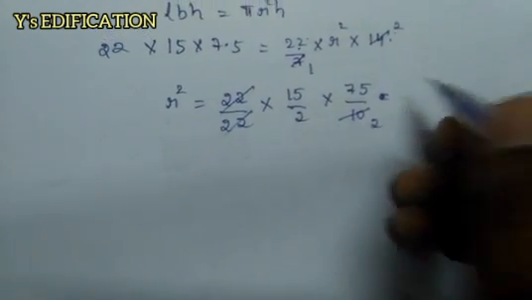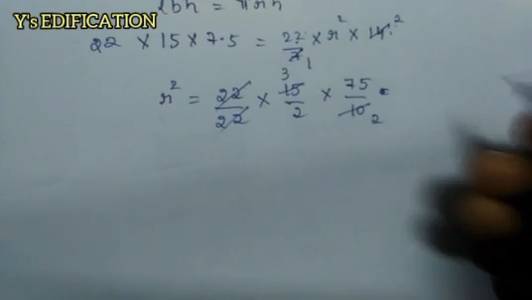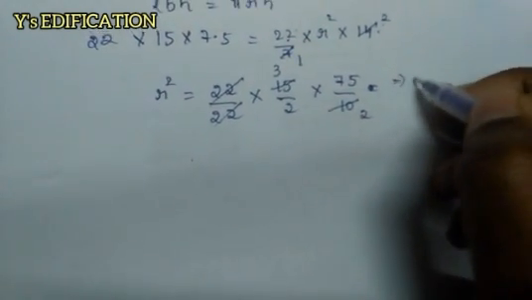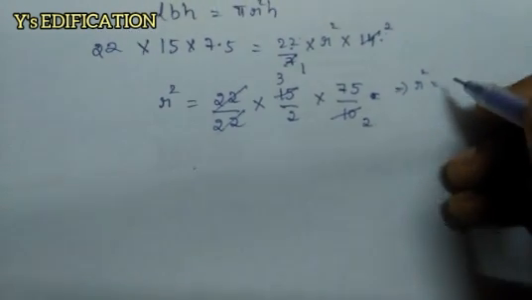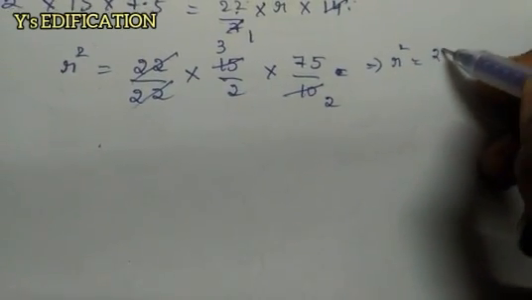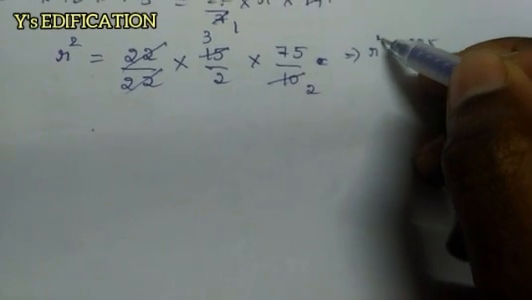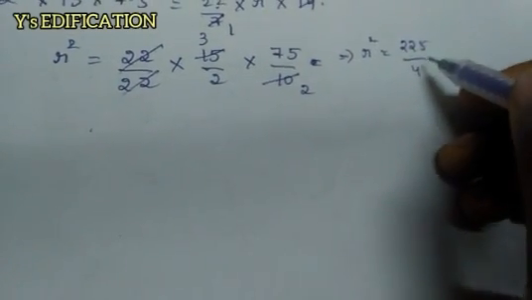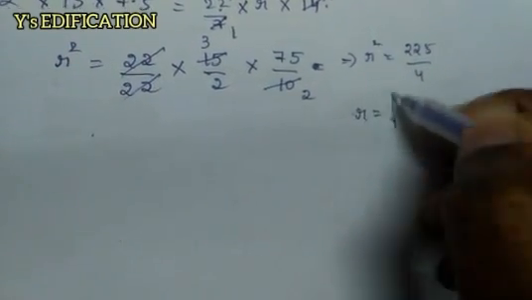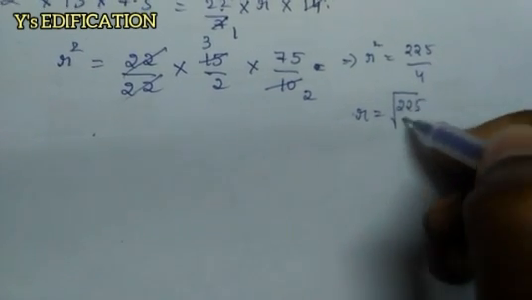5 2s are 10, 5 3s are 15. Okay. So r square is equal to, what is 75 into 3? 225 by 4. Now I am going to transpose this square to the RHS side. That means r is equal to root 225 by 4.